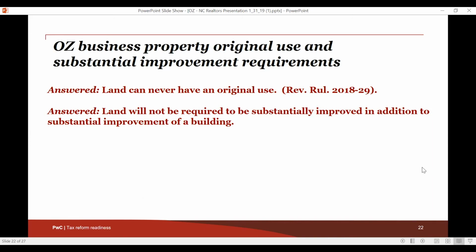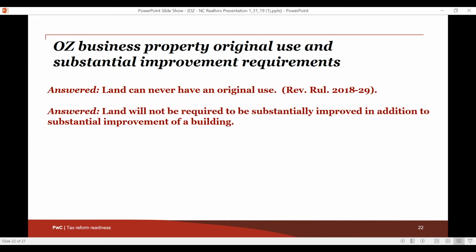The IRS did release Revenue Ruling 2018-29, which basically states if you buy land and building for, say, $150 and you allocate $50 of the purchase price to land and $100 to building, again, you would only need to substantially improve the building. So you would have to put $101 into the building.